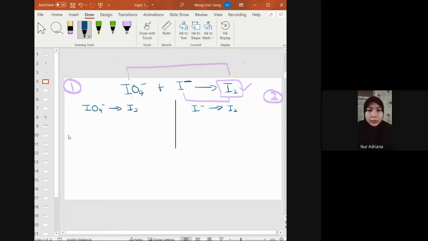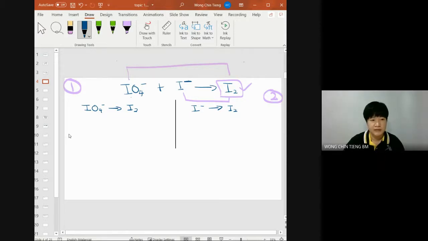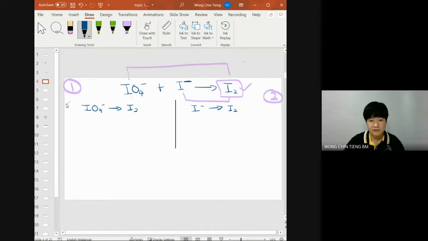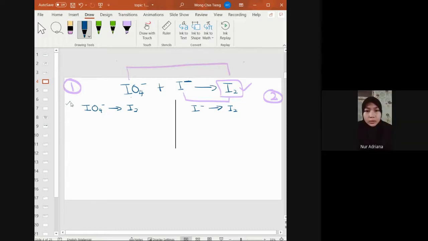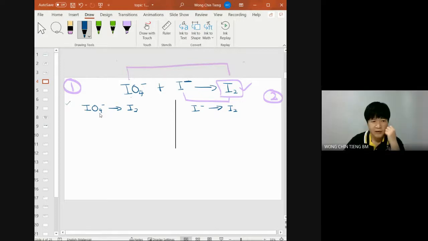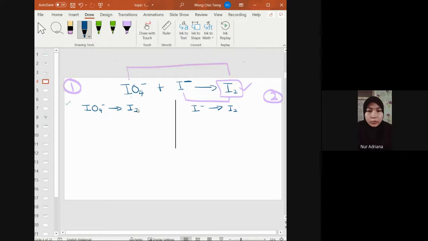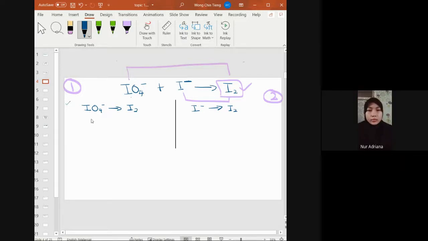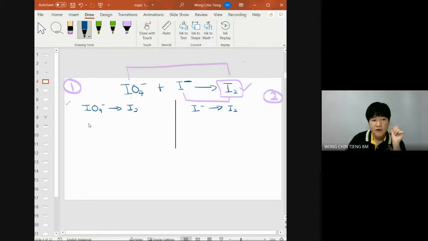Balance I. I, kiri ke kanan? Kanan. Kanan kamu belah sini ke? Tu dekat I minus. IO4 ke pada I2? IO4. IO4 letak berapa? 2. Alright. So IO4 kamu akan letak 2.